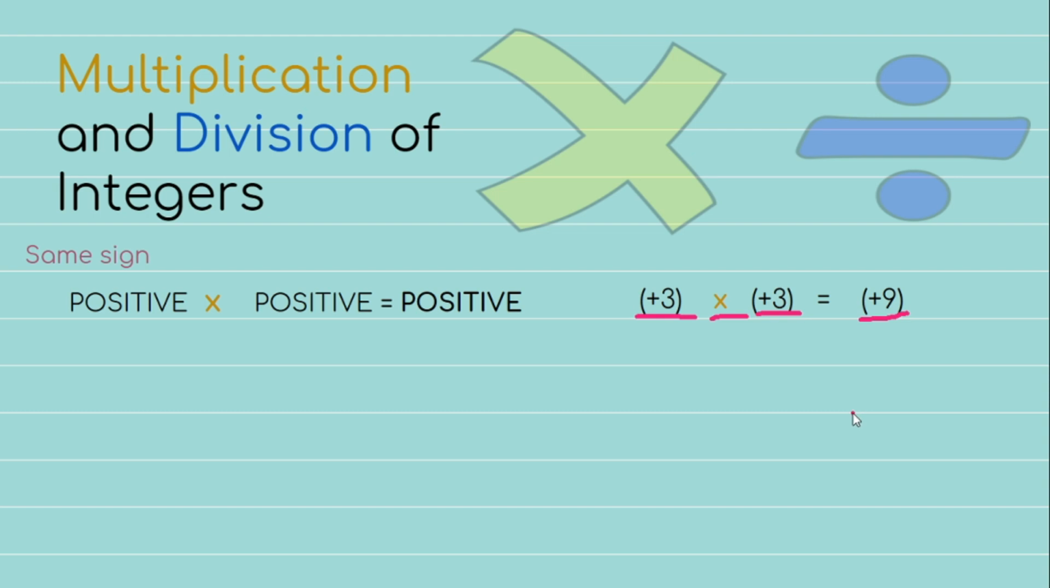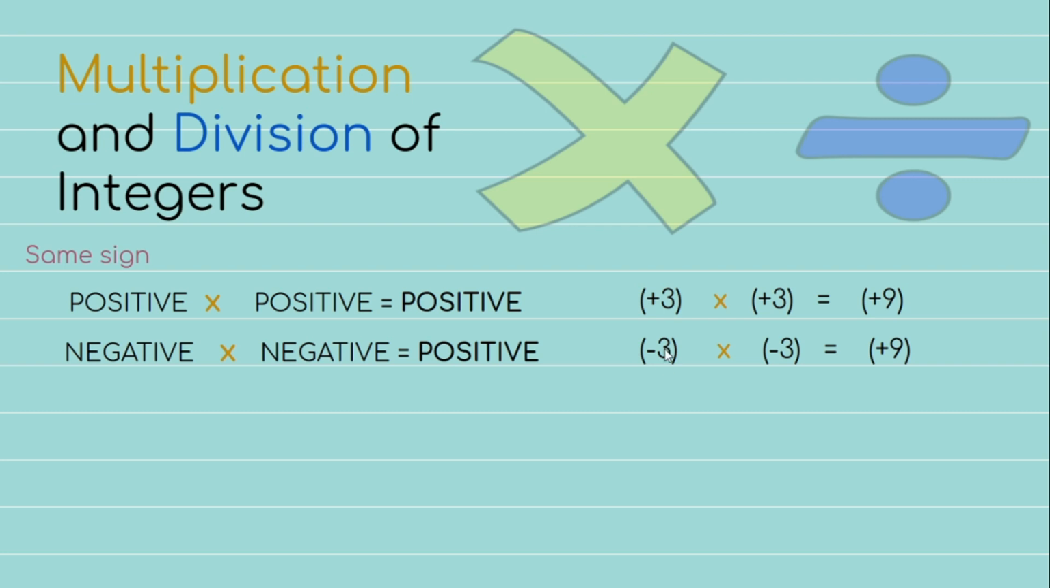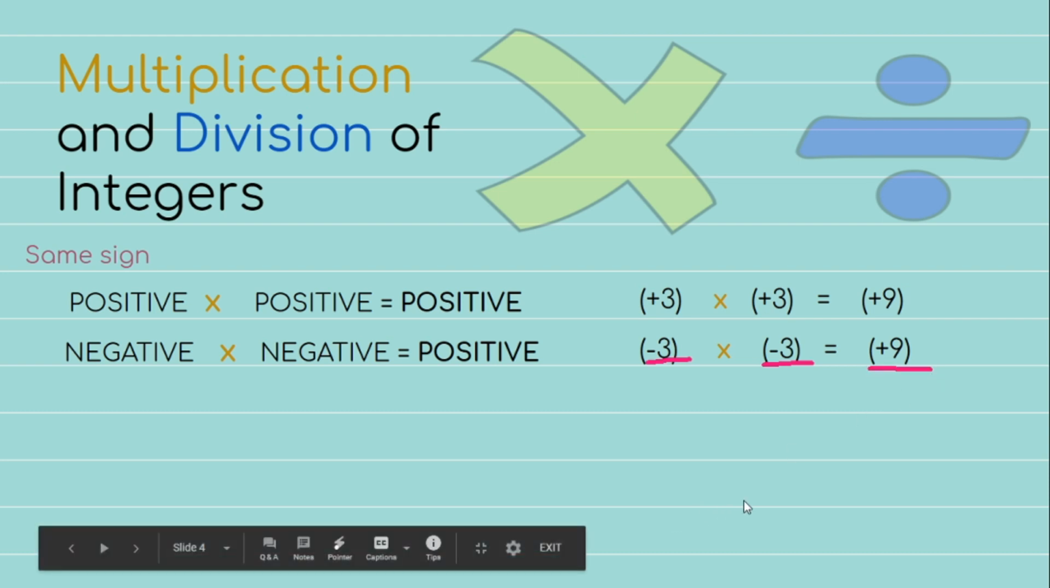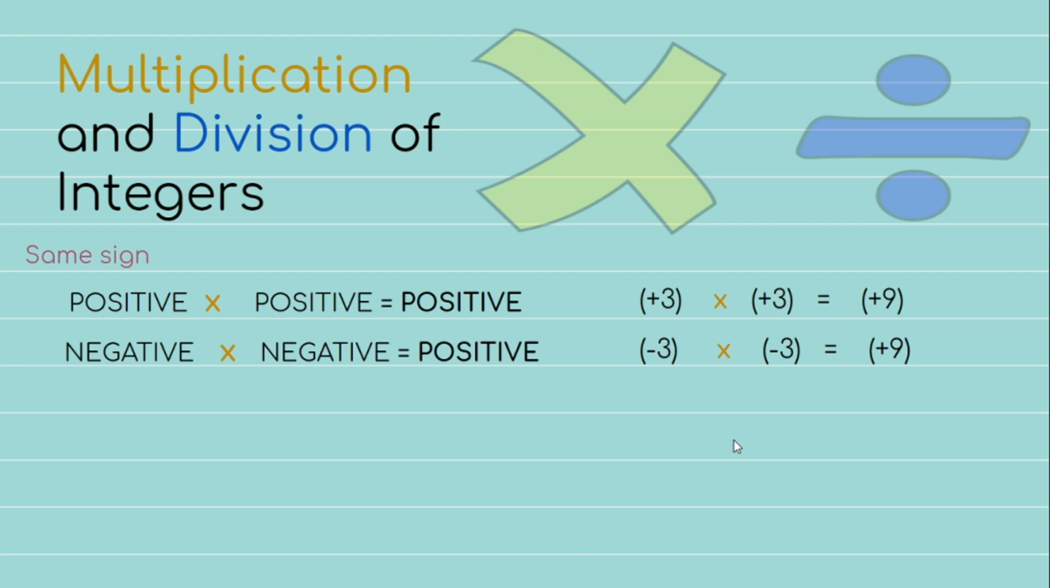Ganun kasimple. What if I have negative times negative? Since same sign nga, laging positive. So, ibig sabihin, negative times negative, still positive. Okay? So, meron tayong, for example, negative 3 multiplied to negative 3, same negative, still positive 9. Okay? So, lagi nyo lang tatandaan. Pag same sign, that's positive.